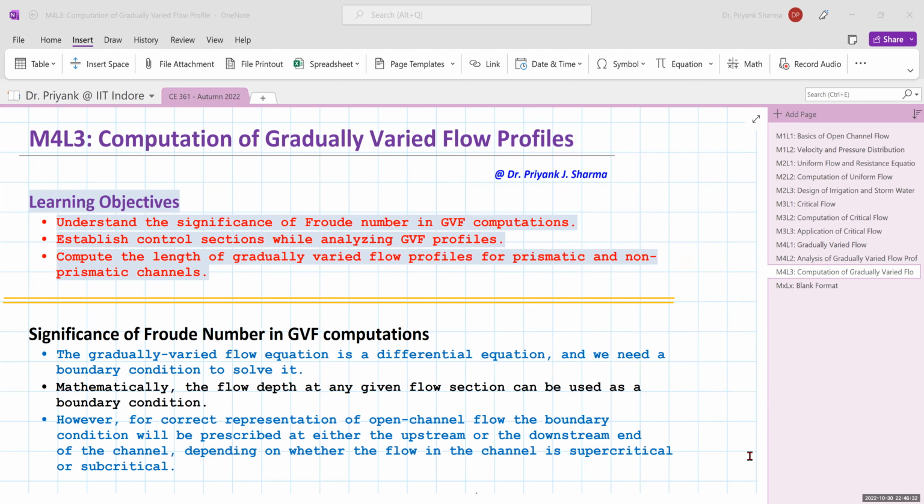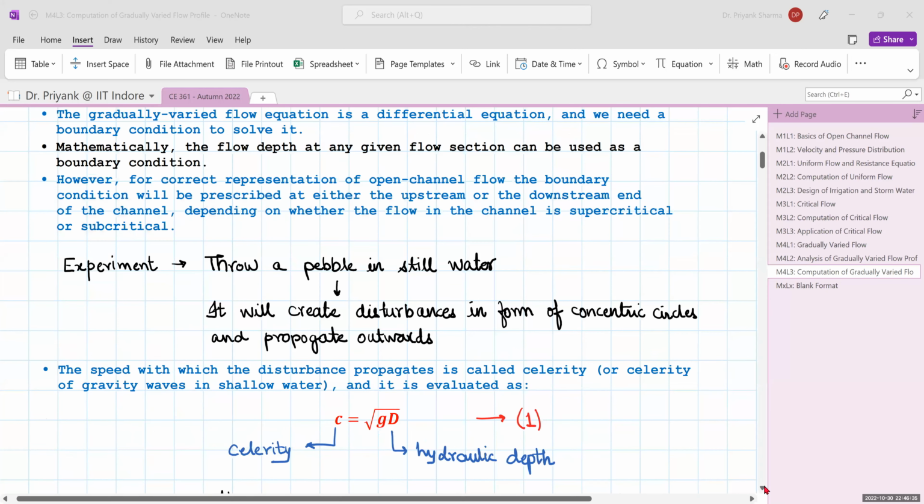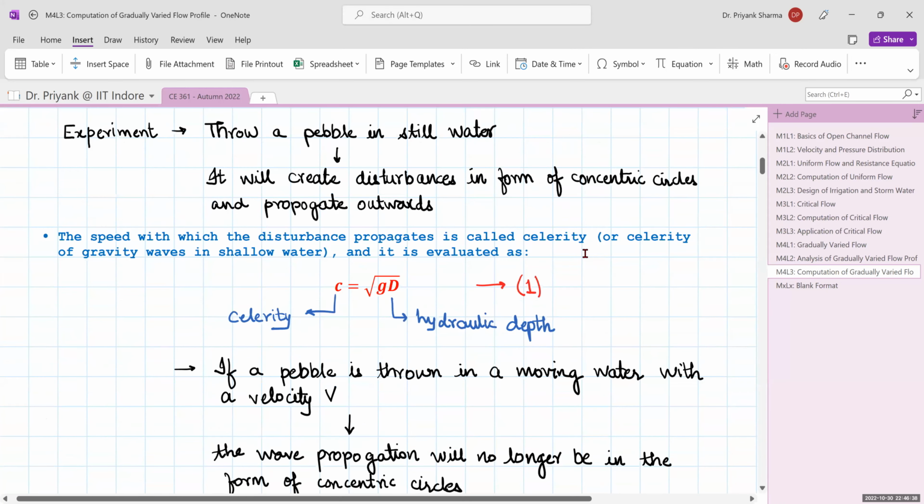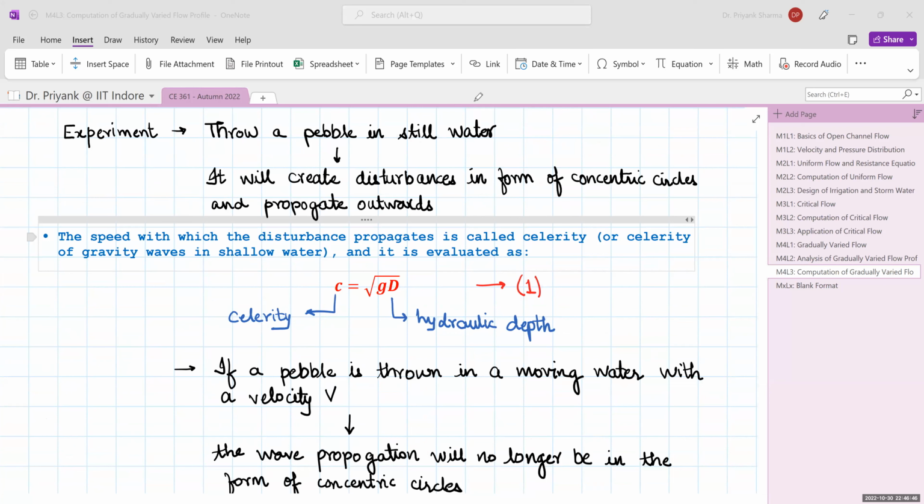So let us have an experiment. We throw a pebble in still water. What will happen? You can see that it will create disturbances in the form of concentric circles, and they propagate outwards from the center. So that form of disturbances can be seen. Now the speed with which the disturbances propagate is called celerity, or celerity of gravity waves in shallow water. It is evaluated as C is equal to under root GD, where D is the hydraulic depth.